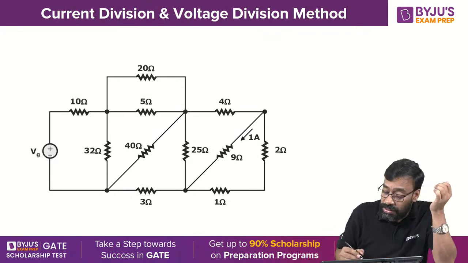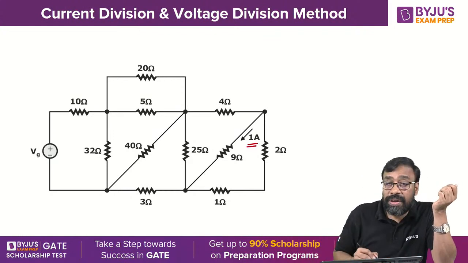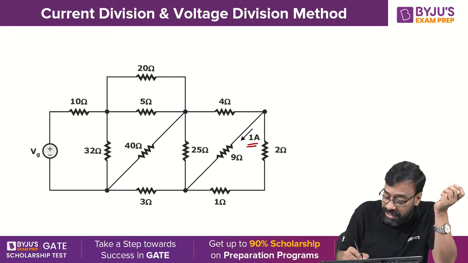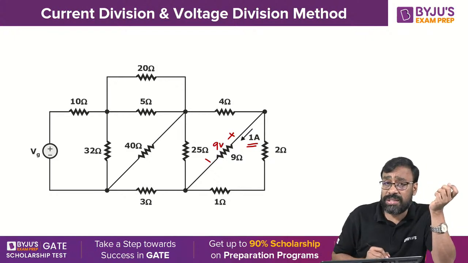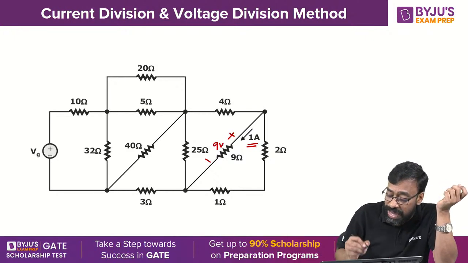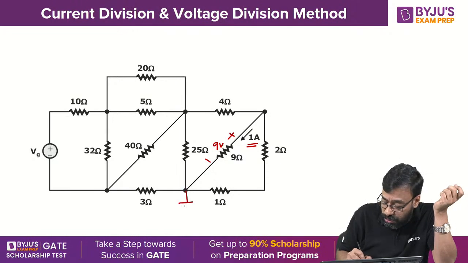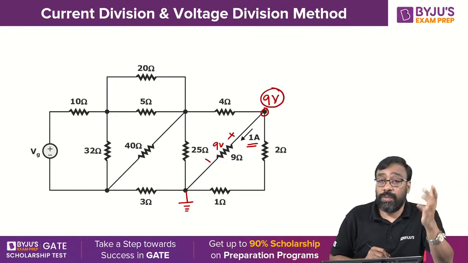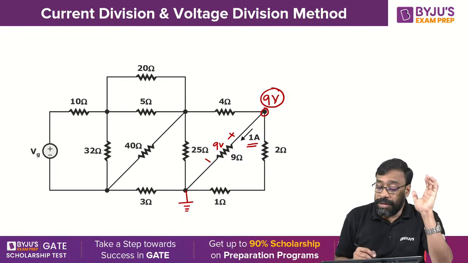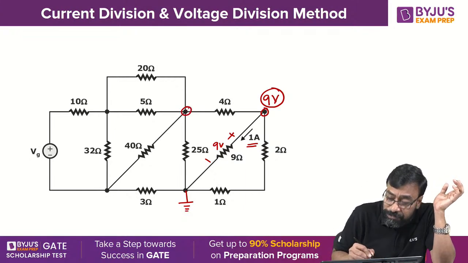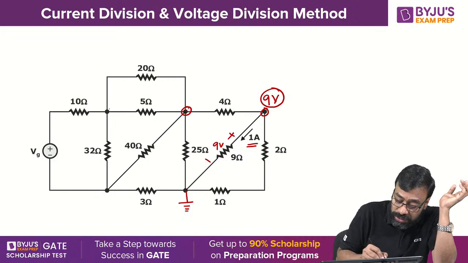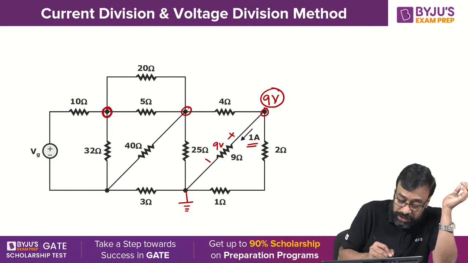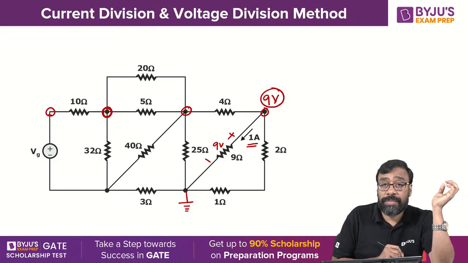So now let us see here. This 1 ampere is given. When 1 ampere is given, 1 into 9 will give you 9 volts. Once you have 9 volts here, if you assume this is 0, what is the voltage here? 9 volts. I hope you are following. Now, from this node, you have to jump first, and then later from here to here you have to jump, then later here to here you have to jump. Step by step.